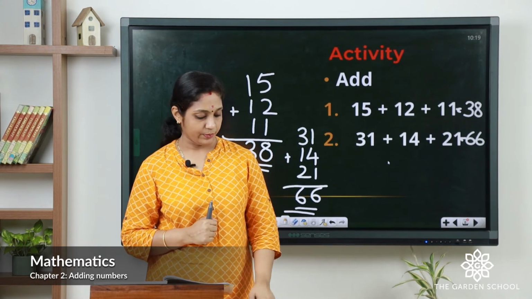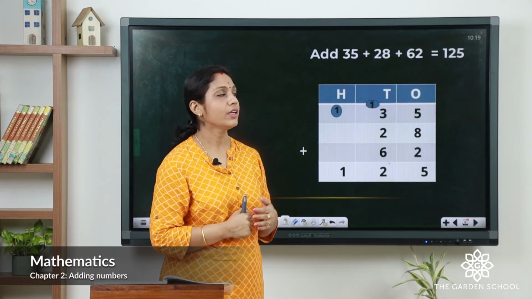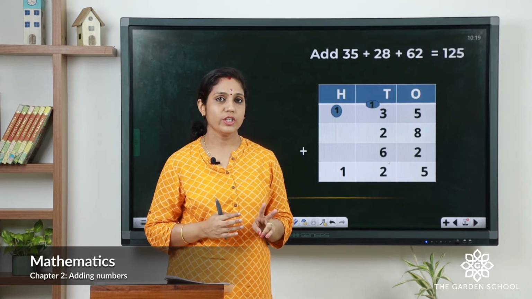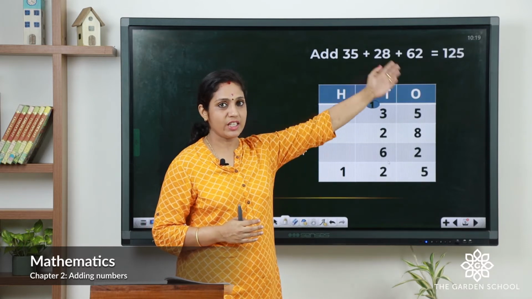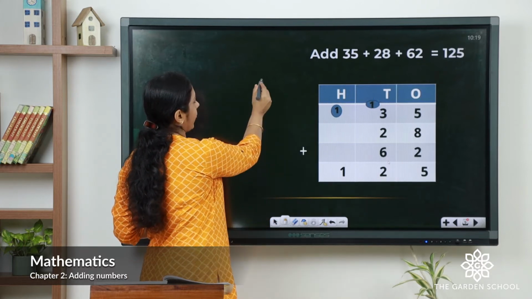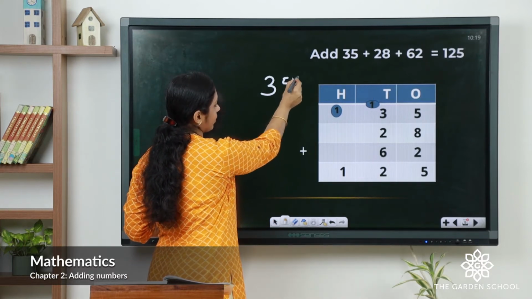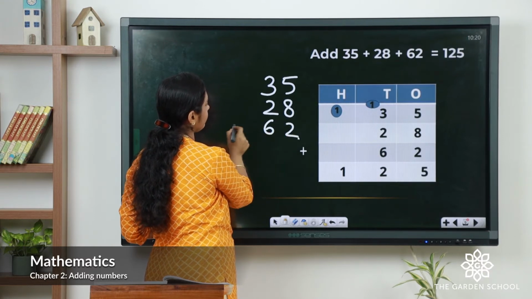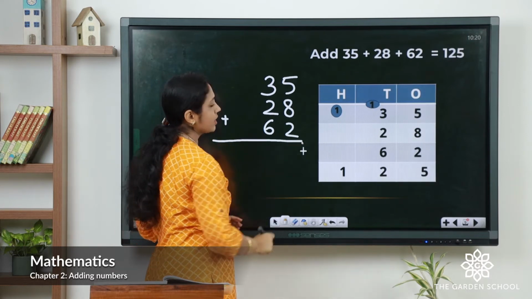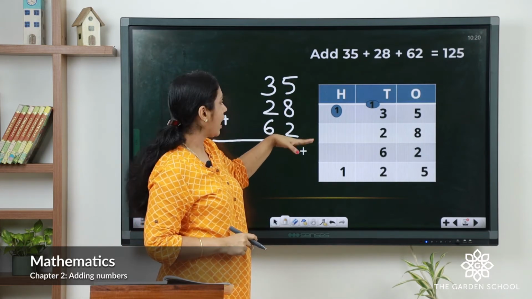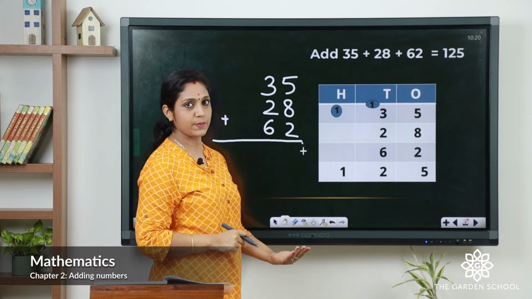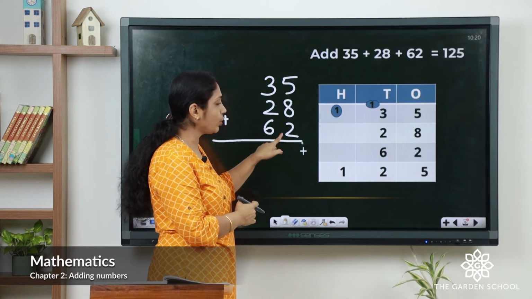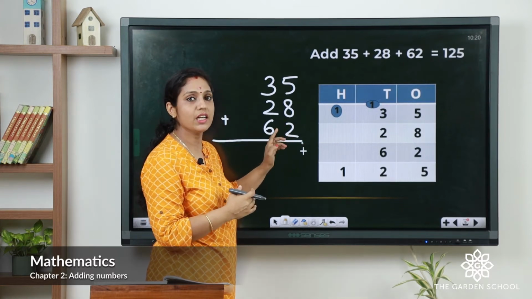Let us do another example. Here we have 35, 28 and 62. They are two-digit numbers and we have 3 two-digit numbers. Now, let us add them. 35, 28 and 62. So, first let us add the ones place. We have 5, 8 and 2 in the ones place. So, 5 plus 8 is 13 and with that 13 we are going to add this 2 also. So, we get the answer 15.